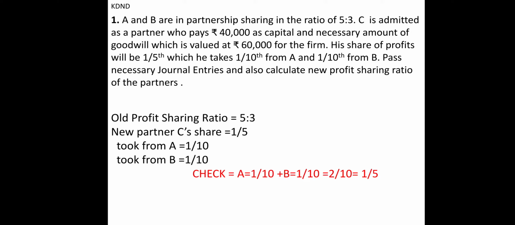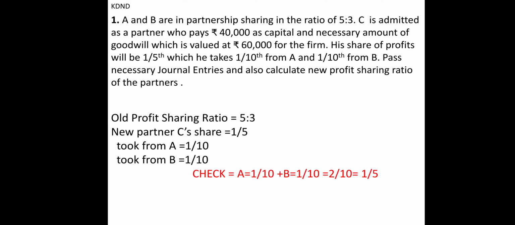So A and B are partners sharing in 5:3. C is admitted as a partner who pays 40,000 as a capital and necessary amount of goodwill, which is valued at 60,000 for the firm. His share of profits will be 1/5, and which he takes 1/10 from A and 1/10 from B. Pass necessary journal entries and also calculate new profit sharing ratio.